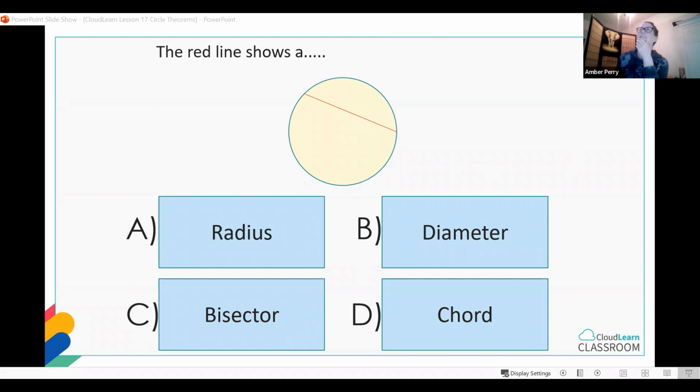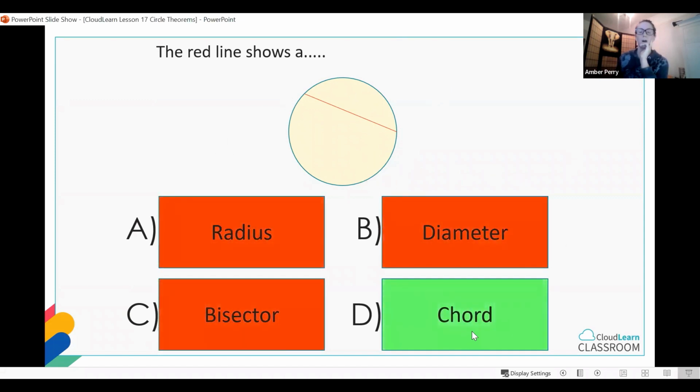Fabulous. I think we did talk about that one in the last lesson. I think someone asked about it. So you all got it right. So that's great. It is a chord. Okay, so that is the correct mathematical term for a line that goes straight through the circle from one part of the circumference to another that doesn't go through the center.